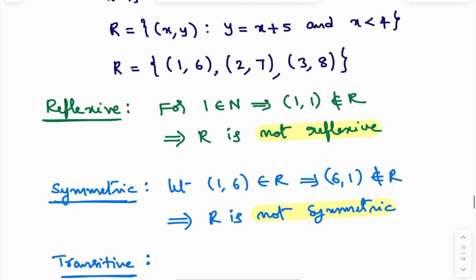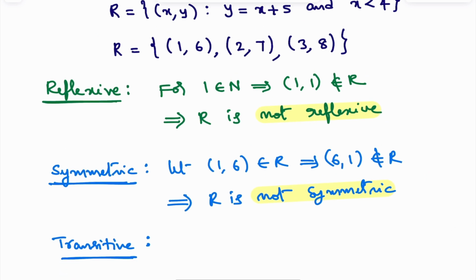Let's see this relation. You observe here this ordered pair ends with 6. Now you look whether any other ordered pair starts with 6 in this relation. There is no other ordered pair that starts with 6. So for this x comma y, there doesn't exist y comma z to check x comma z. In that case, we say that this element passed the transitive test. Now come to this ordered pair. This ends with 7.